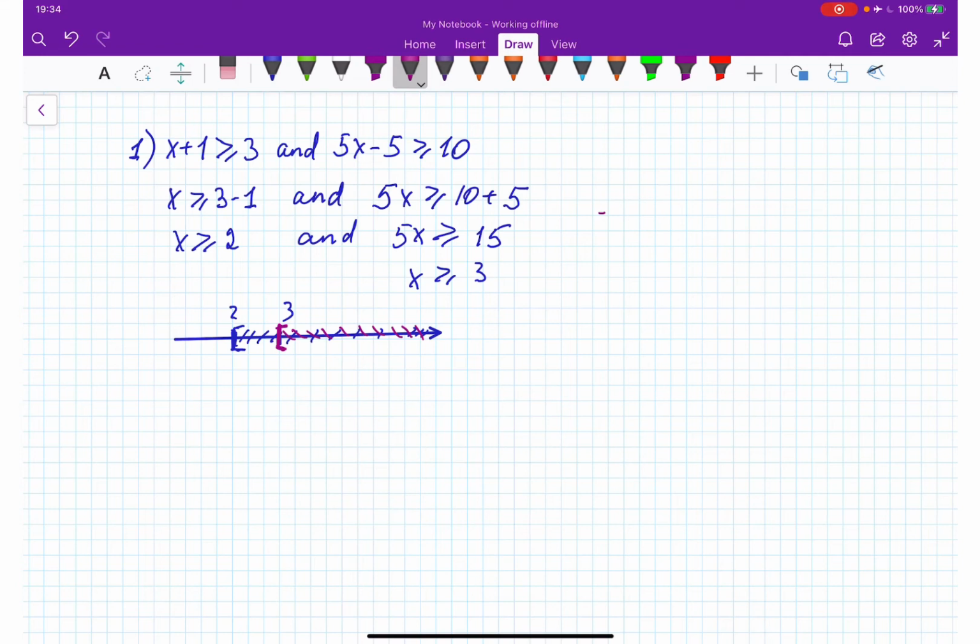So the answer is going to be from 3 to infinity, yes? 3 is included because we have the equal sign here. And infinity, we never put square brackets on infinity. Okay? Next one.